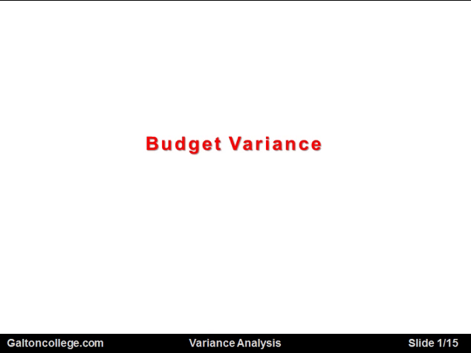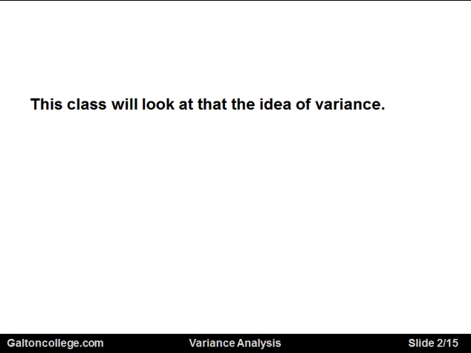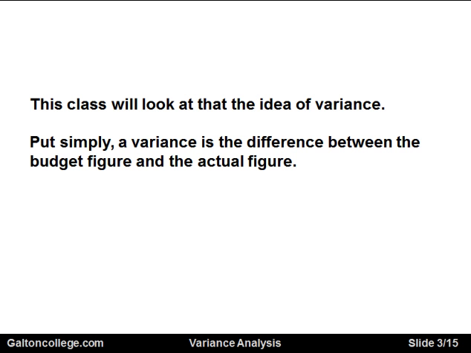In this class we want to talk about budget variance. As we'll see in a few moments, that is simply the difference between the actual figure and the budgeted figure. It's the gap between the two. So this class will look at the idea of variance. Put simply, the variance is the difference between the budget figure and the actual figure.